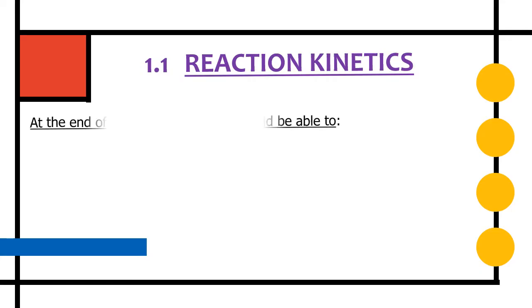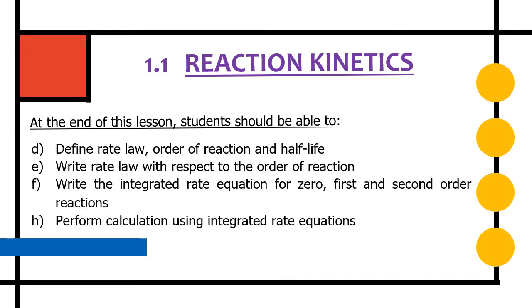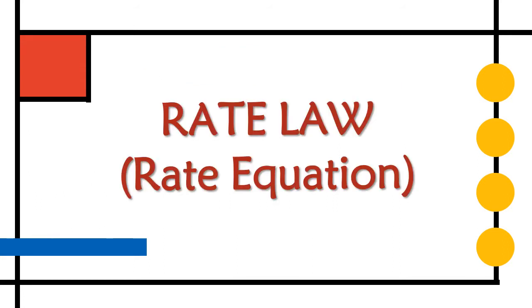So at the end of this lesson, you should be able to define rate law, order of reaction and half-life, and then write the rate law with respect to the order of the reaction. Write the integrated rate equation for zero, first and second order reactions. And lastly, you should be able to perform calculations using integrated rate equations. So let's start with the first one, rate law, also known as rate equation.